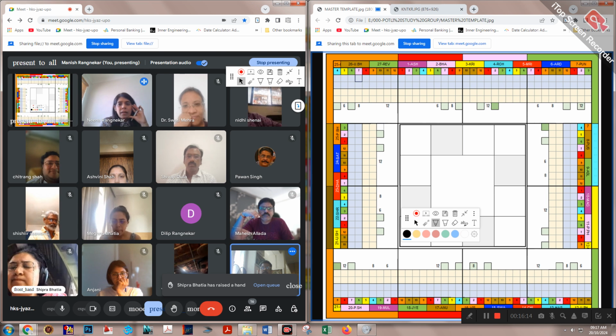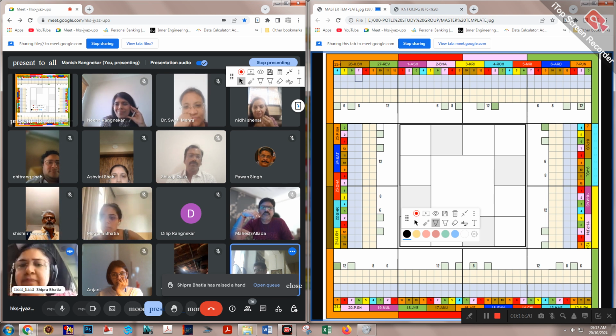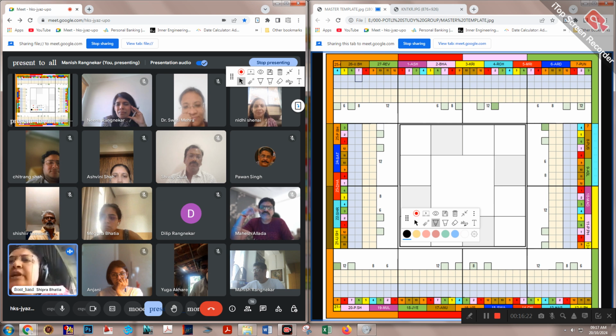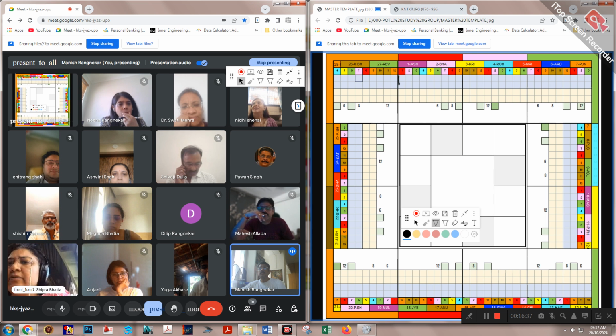I think Shipra ji has her hand up. Oh sorry, yes Shipra, go ahead. Yeah, I just wanted to clarify. You are taking first pada of Rohini as the 12th from Aries, is it? No. Just see from here 1 to this 12. You can take one patti like a ruler.